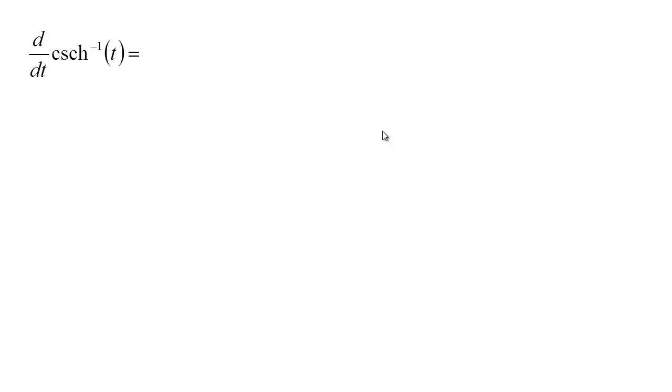We found the derivatives of 4 of the hyperbolic functions so far. We only got 2 more to go. Let's look at cosecant inverse of t. Now, the cosecant is 1 over the sinh.